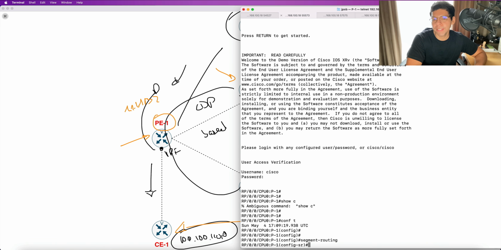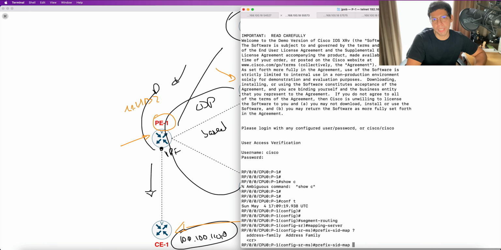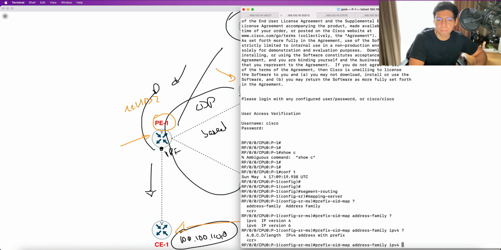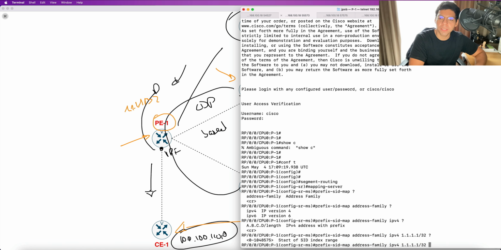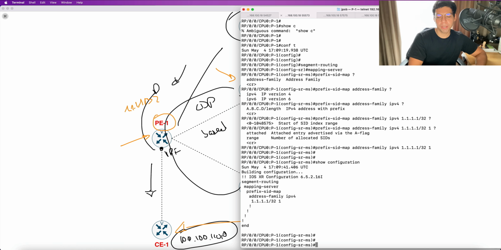The way of configuring is segment routing, mapping server, prefix SID map, because we need to do the mapping of the prefix SID for the loopbacks, address family IPv4, 1111/32, and the index value that we want to start. In this case, I will type 1 and enter. That's all the configuration that we need. We need to tell the mapping server the loopback 1111 will have the index 1 in the segment routing domain. That's the task number 1.